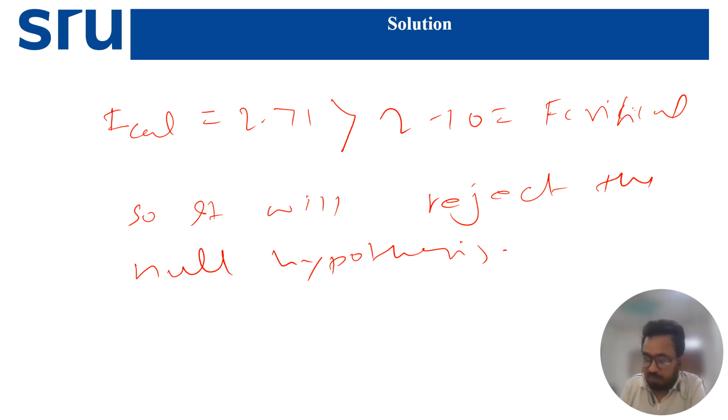So the final conclusion about this problem is: at alpha equal to 0.05 level, there is sufficient evidence to conclude that the variance of fastest speed driven by the male and female college students are different. That is, male students not only have a higher average fastest speed, but their speeds are also more variable compared to the female students.